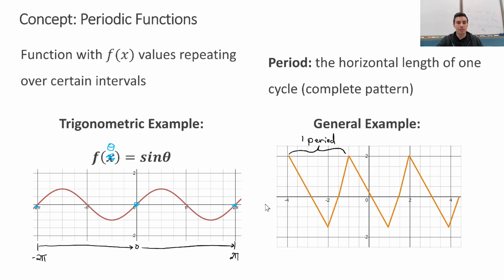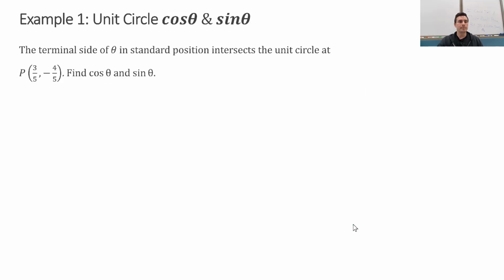Okay, so every time my function hits a value of 2, I'm starting to repeat itself. So if I were to say this is from -4 to -1, then I would say I have a period length of 3 units. So that is our period in a periodic function. That's why they're called periodic functions, because they repeat over an interval, which is called our period.